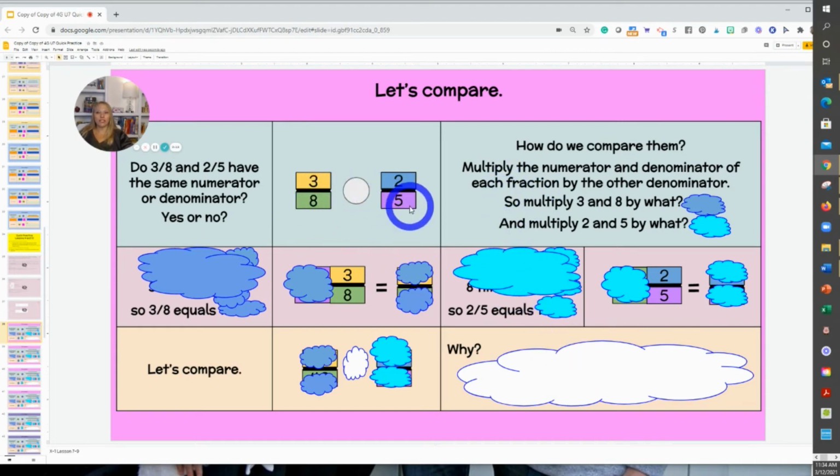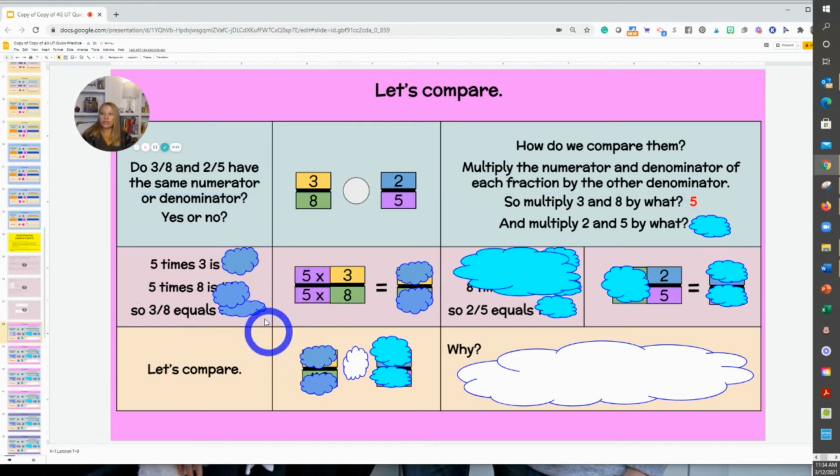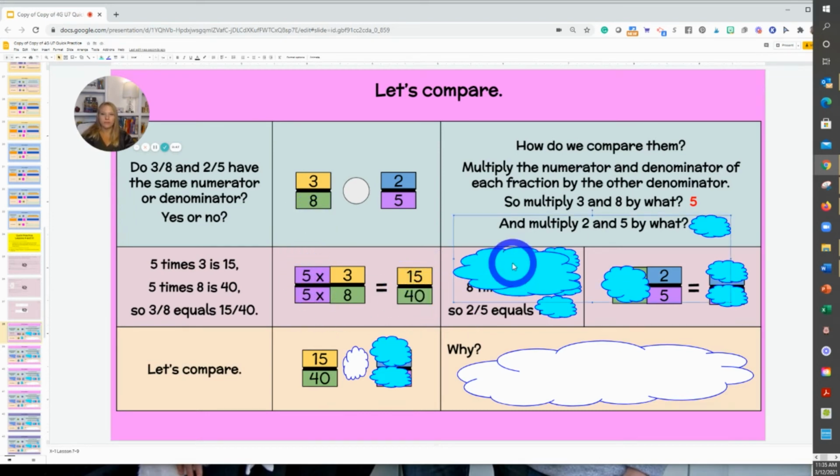Multiply both of the denominators. So we're going to multiply 8 by 5 and 5 by 8. Boys and girls, if we do this, 5 times 3 equals, class, 15. 5 times 8 equals, class, 40. So 3/8 equals 15/40. We took 3/8, we multiplied by 5/5, which equals 15/40.